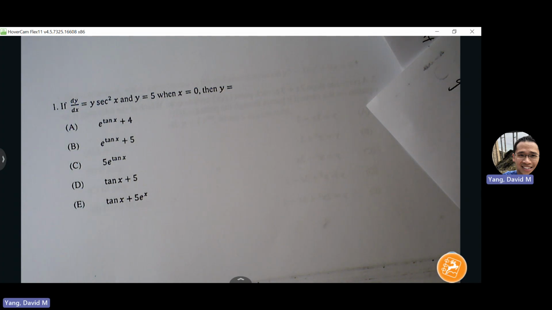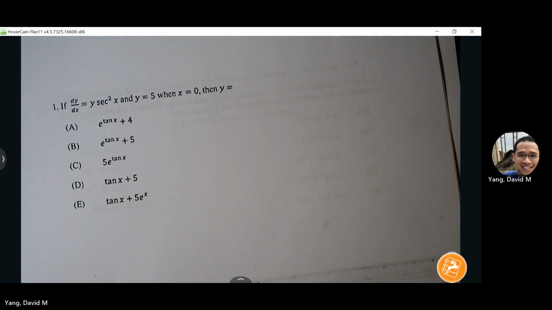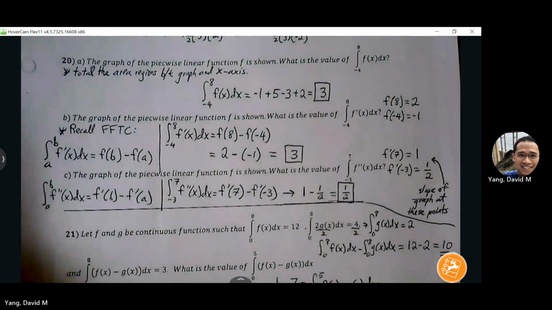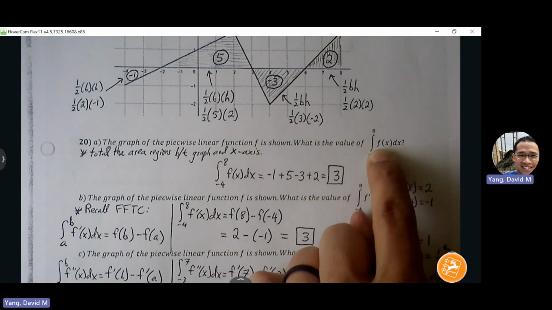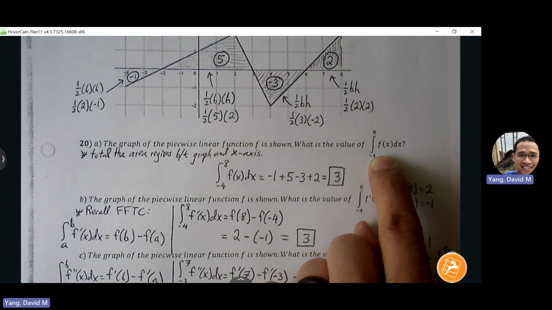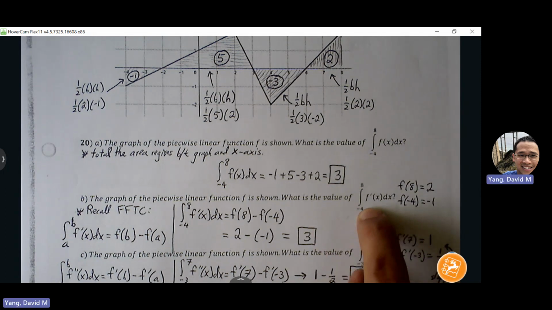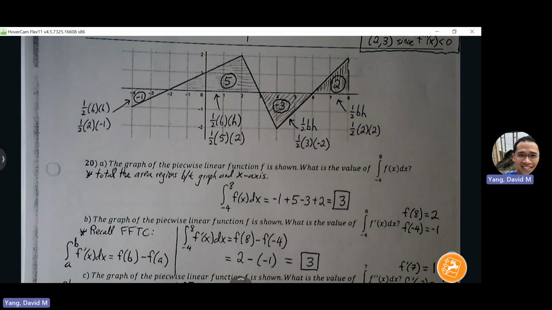So how is question A different than question B? Because with A, you have the f of x graph in front of you, so you're finding the area under the f of x graph. But for the integral of f prime, we don't have the f prime graph in front of us, so we can't find the area of f prime.